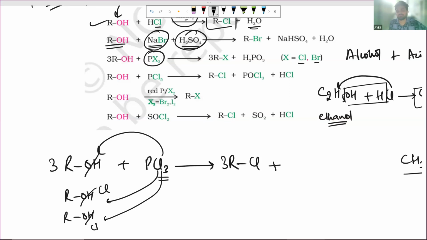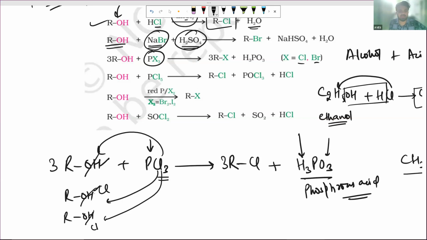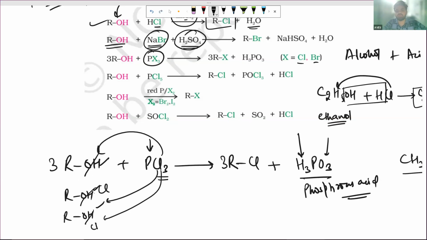Plus, we now have 1 phosphorus, 3 hydrogen and 3 oxygen. So we will have H3PO3, which is known as phosphorous acid. Understood? So 3H and 3O, and 1P form phosphorous acid. This is what happens when we react the alcohol with PCl3.